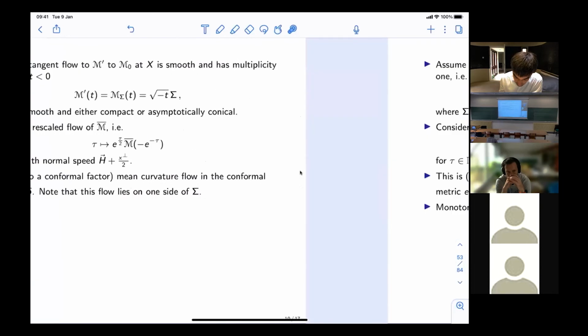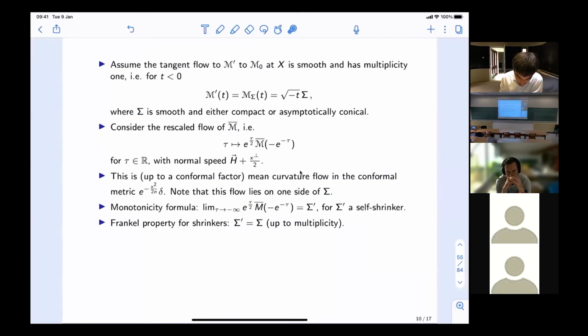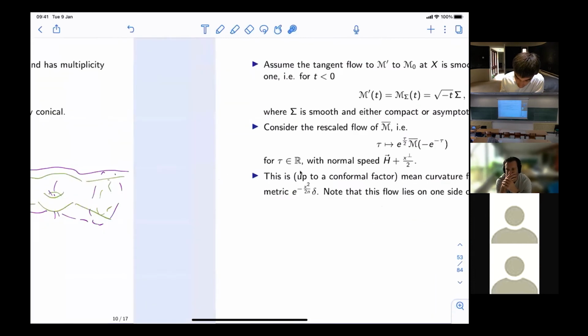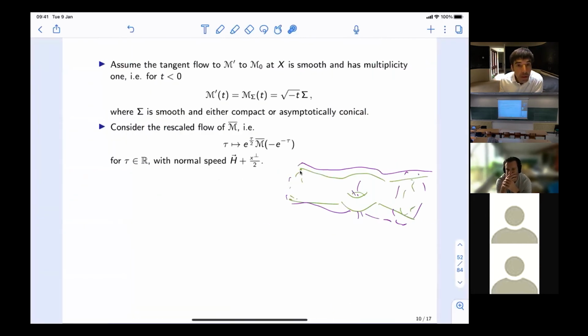And now the important thing is, as I said before, there's a Frankel property for shrinkers. Any two minimal hypersurfaces in this Gaussian space are either equal or they have to intersect. But this guy can't intersect the other one because it lies on one side. By the strong maximum principle, it has to be the same guy. So this means this flow here on one side converges back, as you go to minus infinity, to exactly the same shrinker. So we have a flow which on one side comes out of a minimal surface.